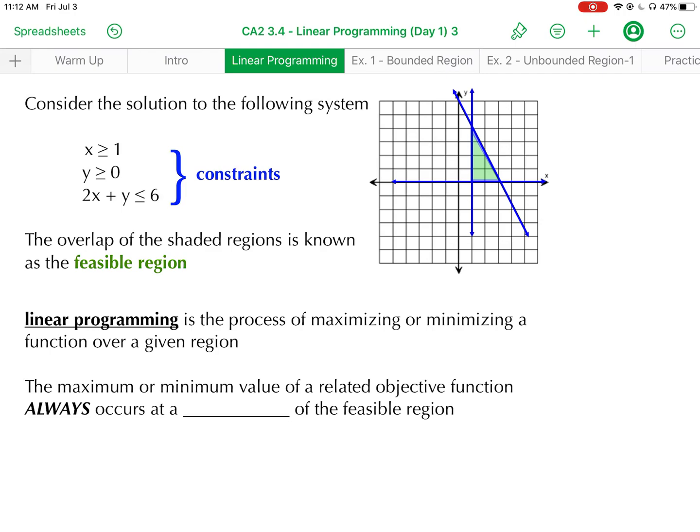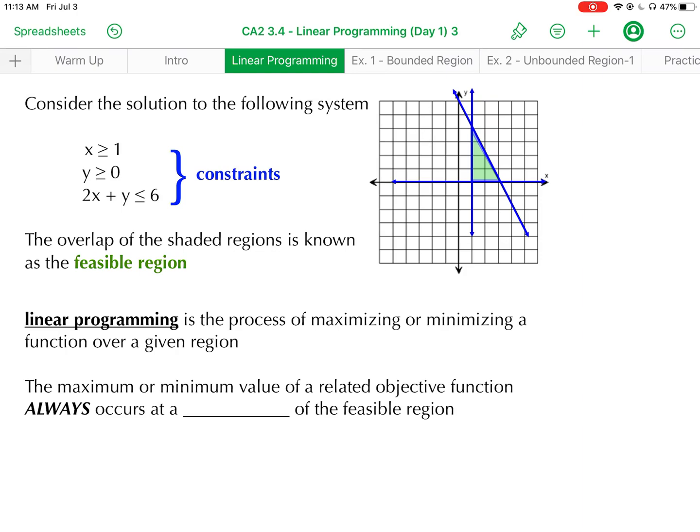These are going to be considered the constraints of the system. And you can see over on the right-hand side, I have those three constraints graphed, and then their overlap is the green shaded region, that triangular region. This is known as the feasible region. So what we're doing in linear programming is we're trying to maximize or minimize a function over a given region. And here's the absolute most crucial idea of all of this.